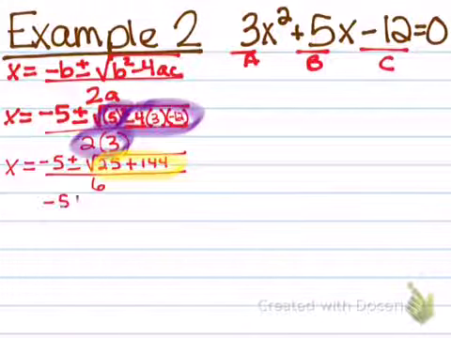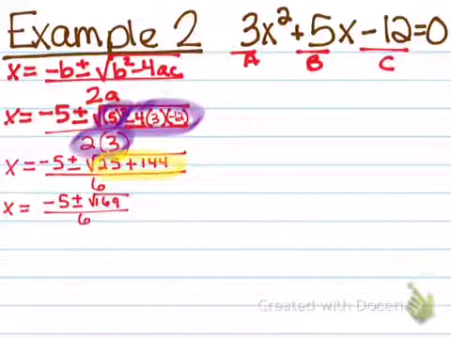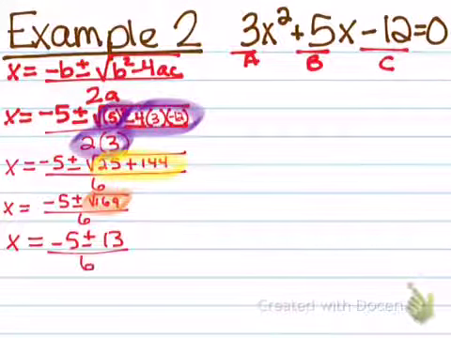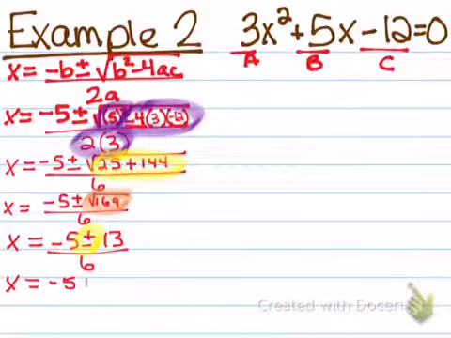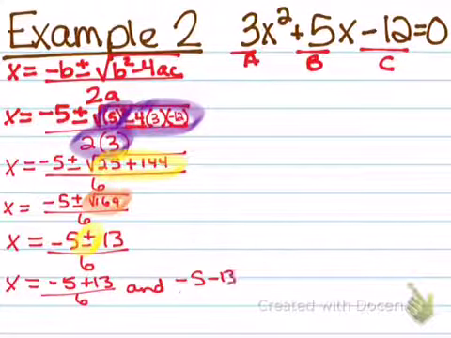So we have negative 5 plus or minus square root of 169 over 6. Now, what is that square root of 169? That's 13. So x equals negative 5 plus or minus 13 divided by 6. At this point, there's nothing else we can do except for address this plus or minus. So we have to write two equations now. So we write x equals negative 5 plus 13 over 6 and negative 5 minus 13 over 6.